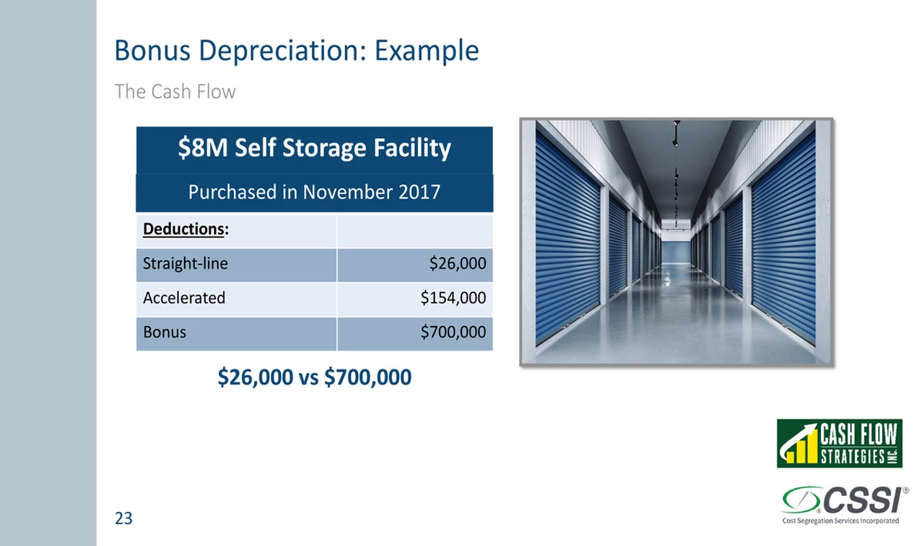Here's an example of a self-storage facility that we did, an $8 million facility. If they had not done a cost segregation study, they would have had a depreciation expense on the building of $26,000 in the first year of ownership. Because of a cost segregation study, we were able to accelerate that up to $154,000. But because of bonus depreciation, their additional deductions the first year became $700,000 because of all of that short life property being able to be taken in the first year.